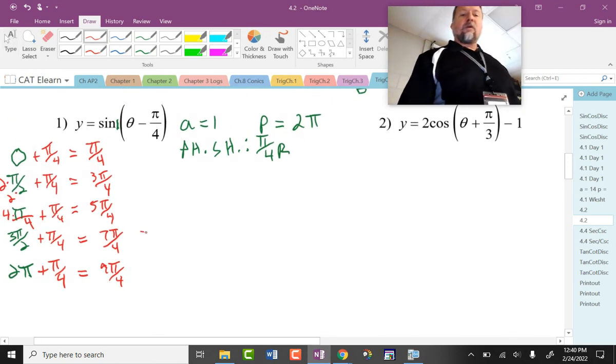So one way or the other, this is how you get your critical values. And you know what? We're going to go ahead and graph 2 cycles. 2 periods.